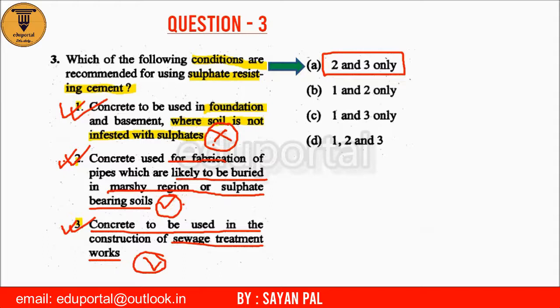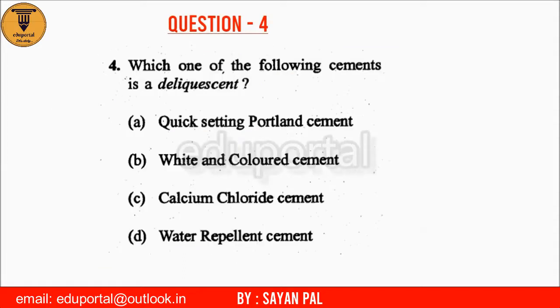Now we will move on to question number 4. It asks which one of the following cements is deliquescent. The answer will be calcium chloride cement. So we will see how it comes.